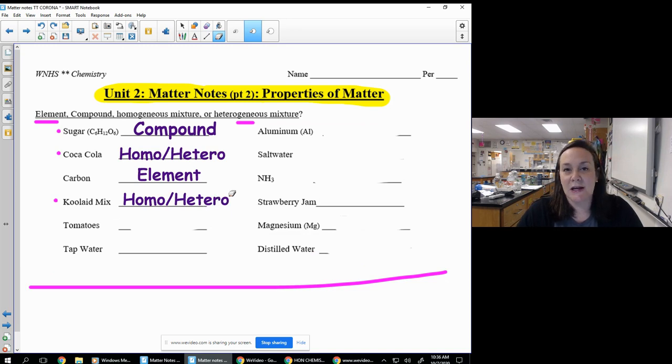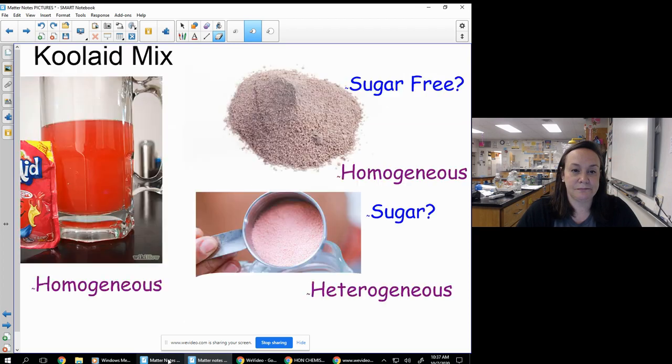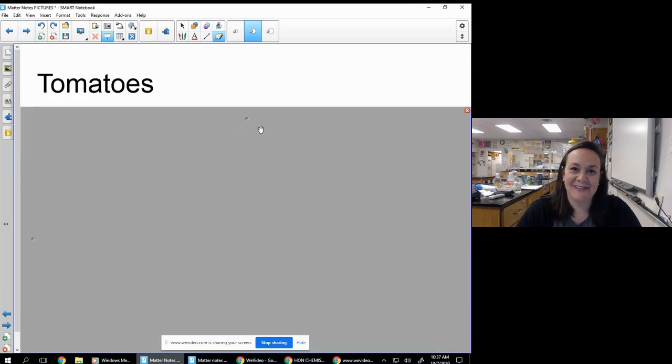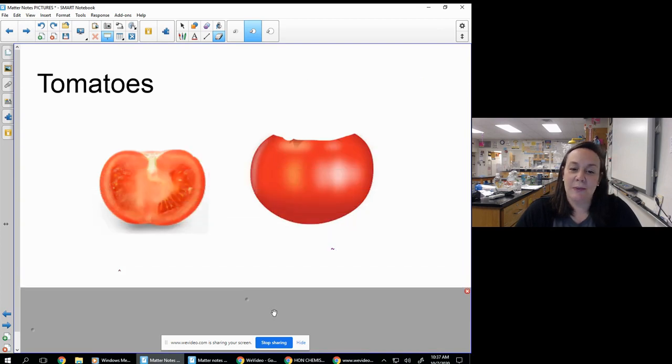Okay, but again, it's not an element or a compound. It's one of these two mixtures. You'd have to support yourself. Tomatoes is another challenging one. Okay, tomatoes depends on what you see.